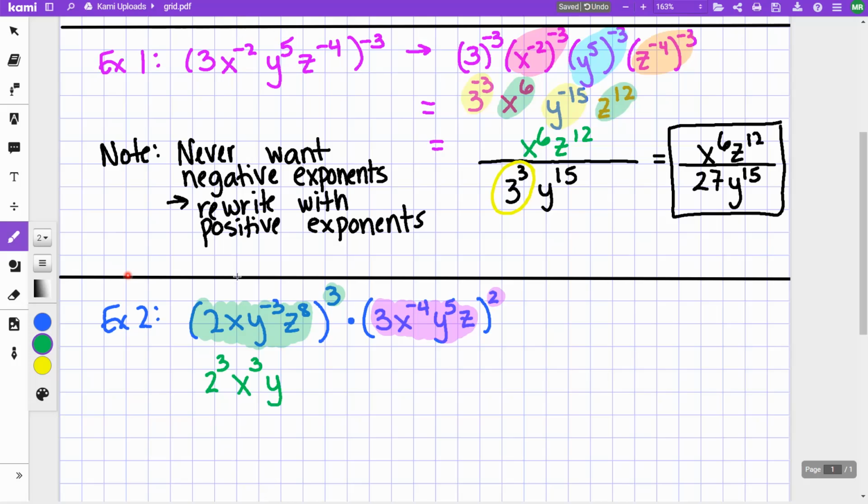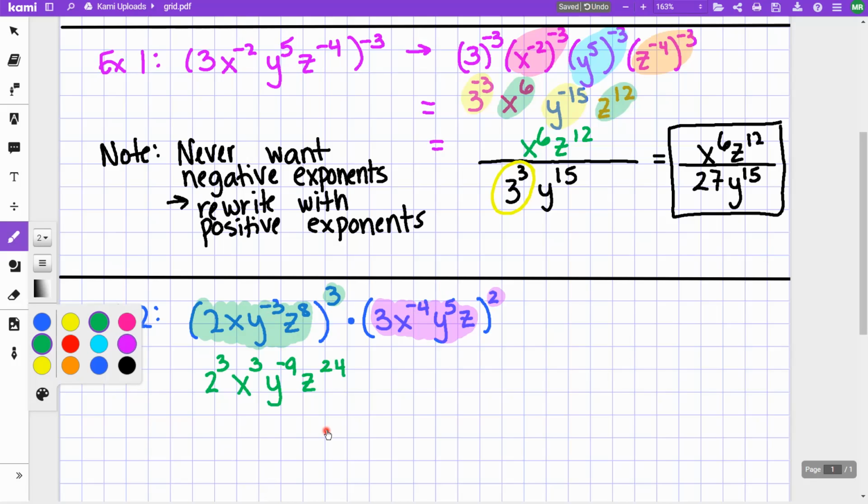So here, when I have power to power, these are going to multiply, and I am going to get a negative 9. And then for my z, again, power to power is going to multiply, and I'm going to get z to the 24th. Okay.